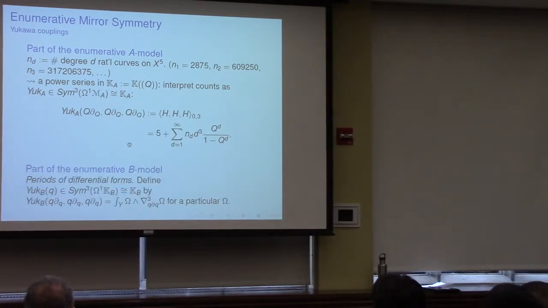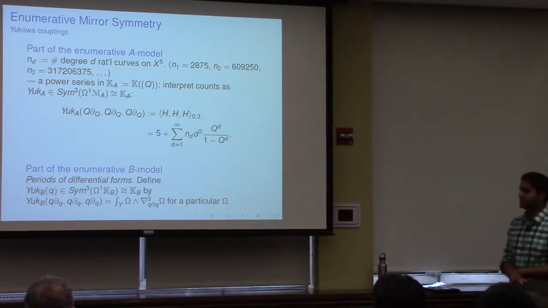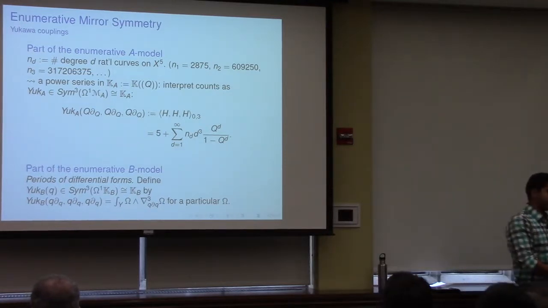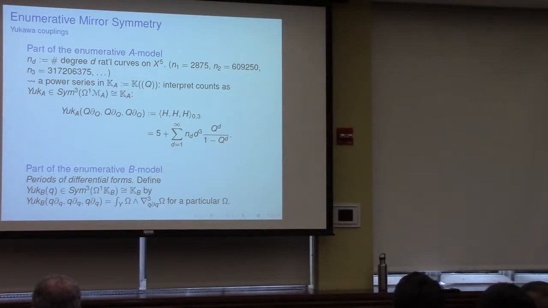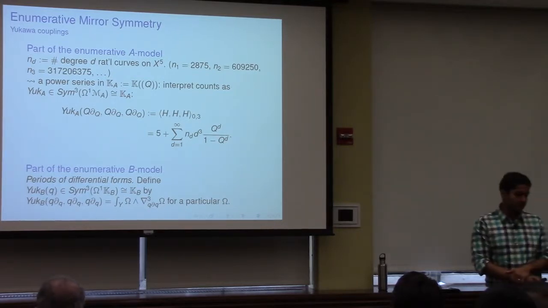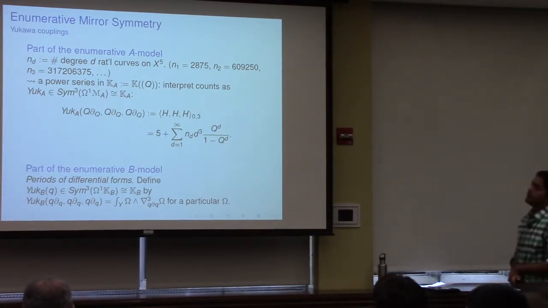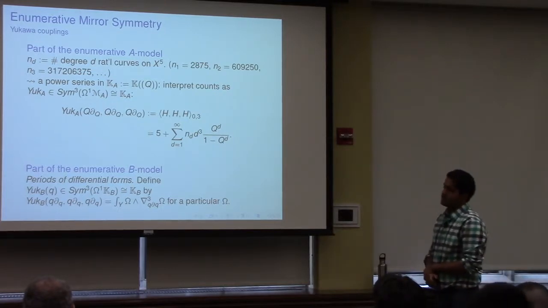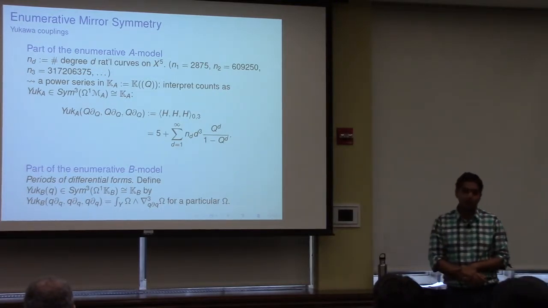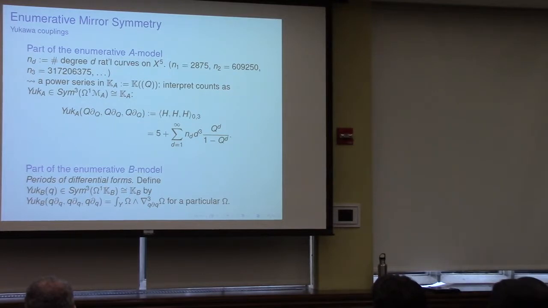Okay, on the B model, we want to look at periods of differential forms. So in particular, we're going to similarly define a B-side Yukawa coupling. It's another power series in Laurent polynomials in little q, and it's defined by integrating some derivatives of the volume form, of a suitable holomorphic volume form.